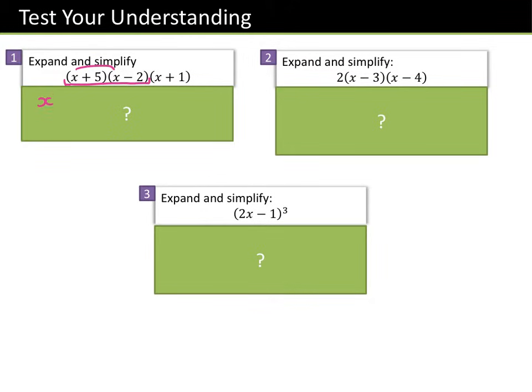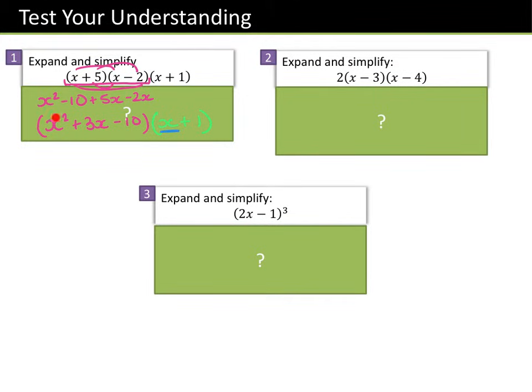X times x, x squared. 5 times minus 2, minus 10. 5 times x is 5x. X times minus 2 is minus 2x. And I'm going to simplify that. X squared plus 3x minus 10. Now, all I've done is expanded the first two brackets. So that is still multiplied by x plus 1. So what I'm going to do now is I'm going to multiply each term by x.